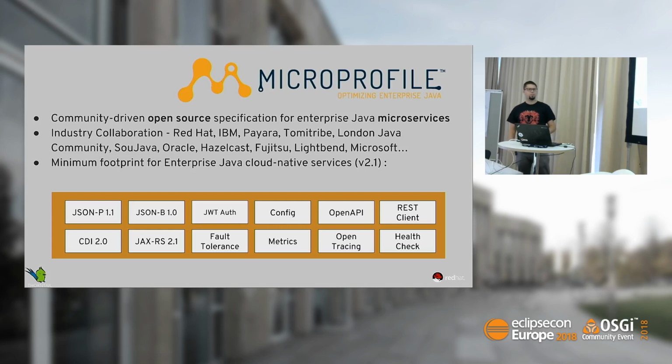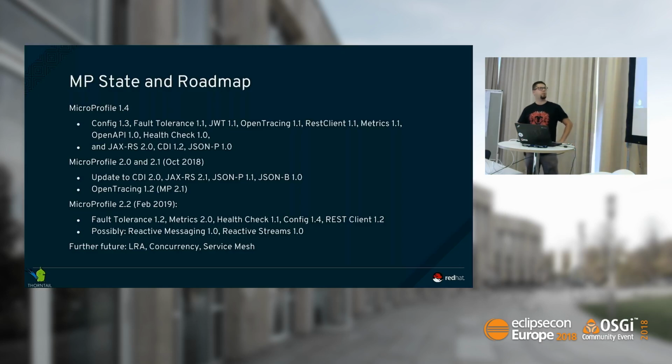fault tolerance, measuring what's going on in the application, exposing information about your API, for a REST client, for distributed tracing, and for checking the health of your application. It's evolving quite rapidly. It has 3 releases a year. This year, MicroProfile 1.4 and 2.0 were released in June, I think. And they contained config, fault tolerance, JWT, OpenTracing, REST client, metrics, OpenAPI, health check, and also CDI, JSON-P. This is what 1.4 contained.